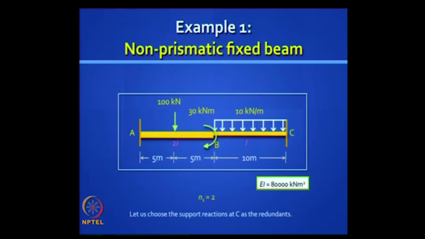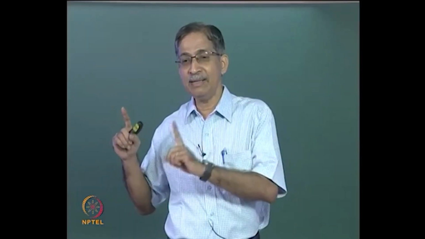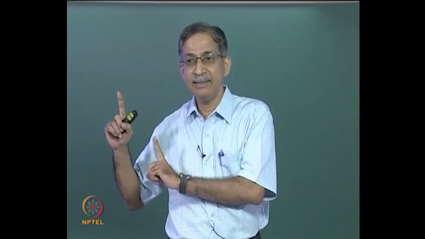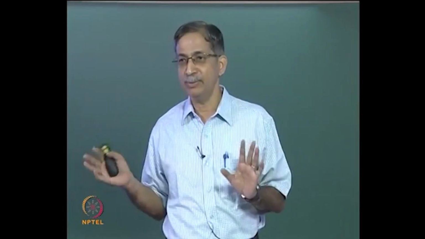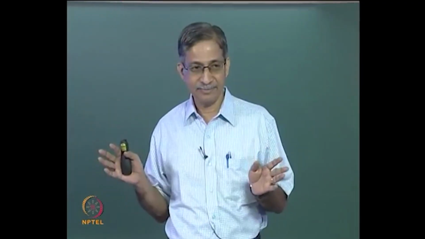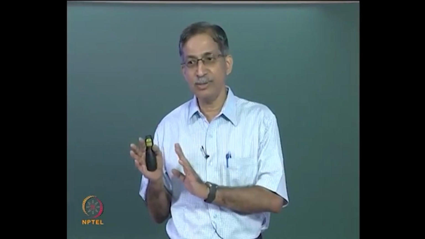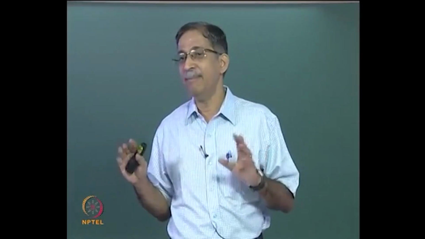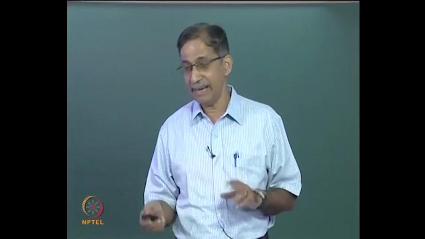Okay, so we will release at C, then the structure becomes statically determinate, and then we treat those two redundants as loads of unknown magnitude. That is the trick. Fx is also now treated as a load on the primary structure, but its magnitude is not known. Fa is known.